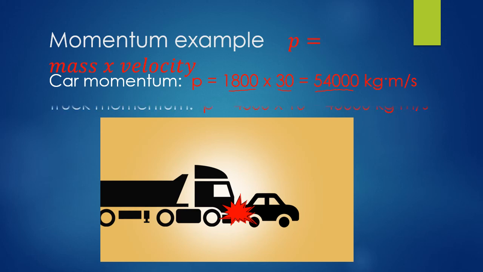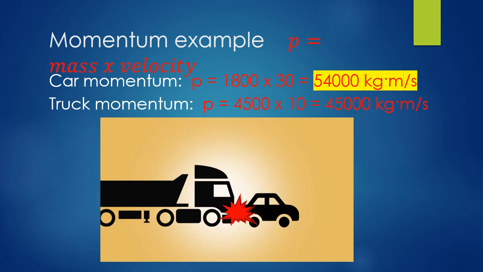Now let's look at the truck. Same calculation, but different values. The truck has a higher mass, 4,500 kilograms, but it is going slower, so 10 meters per second. Calculating that out, we get 45,000. So, which one, the car or the truck, has a higher momentum? The car, because of its velocity.